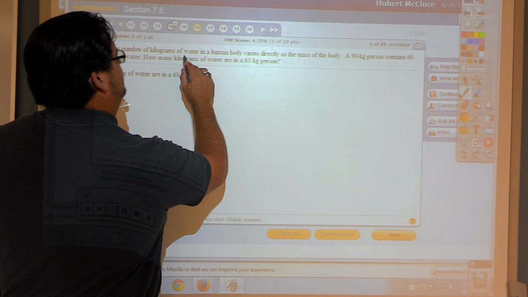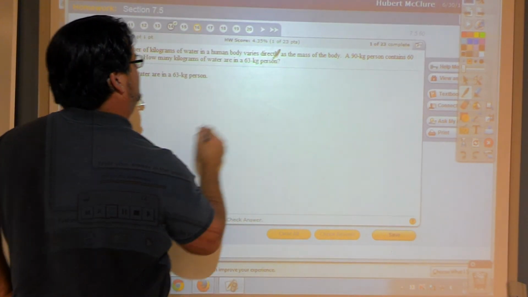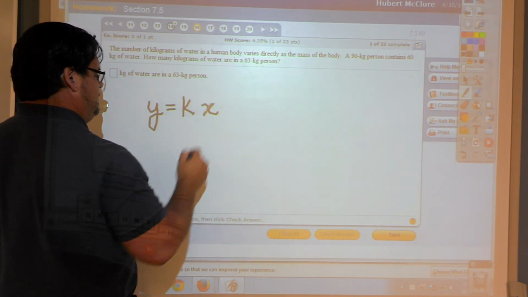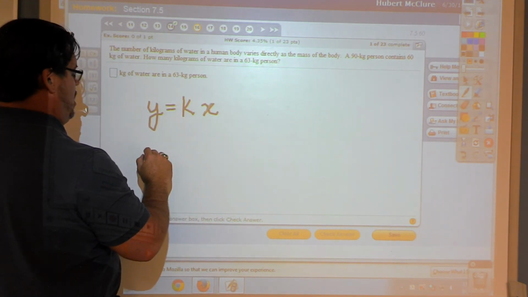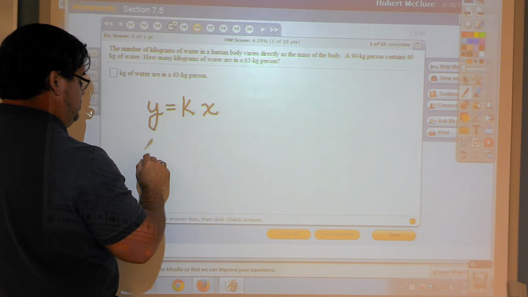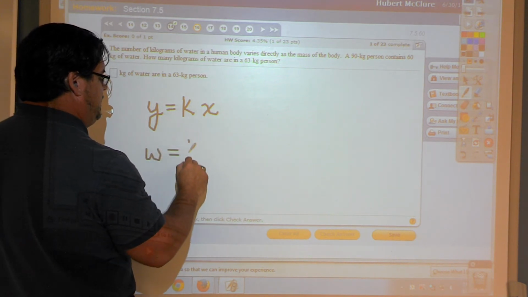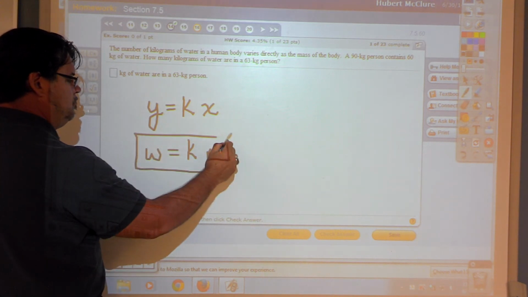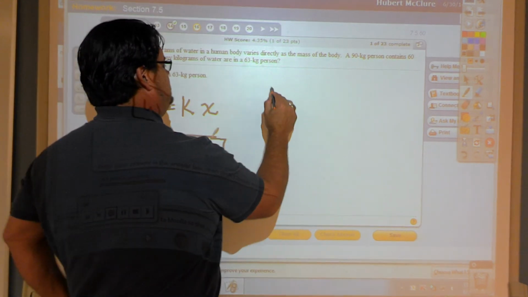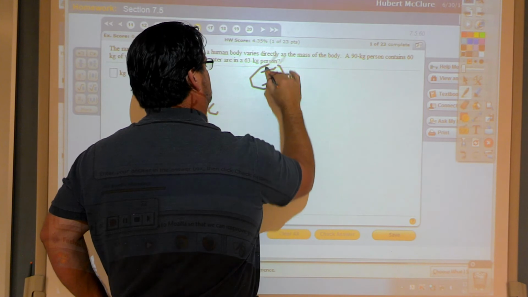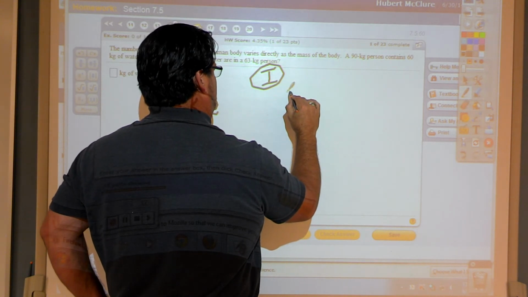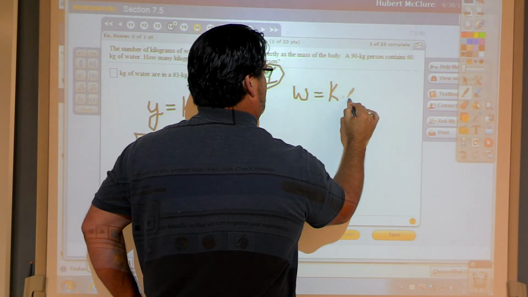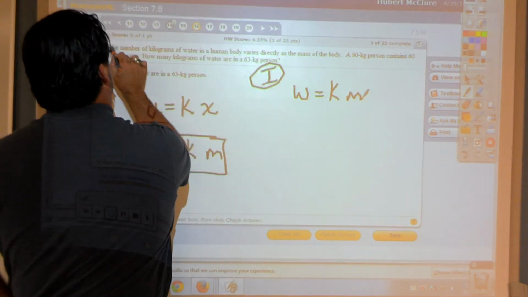The number of kilograms of water, and so on. So that'd be Y is equal to K times X. So water, or kilograms, I don't care what you use, W is equal to K times M. There's our equation. So now I'm going to take that equation and do part one. Don't forget it. W is equal to K times M, and that takes care of this part.